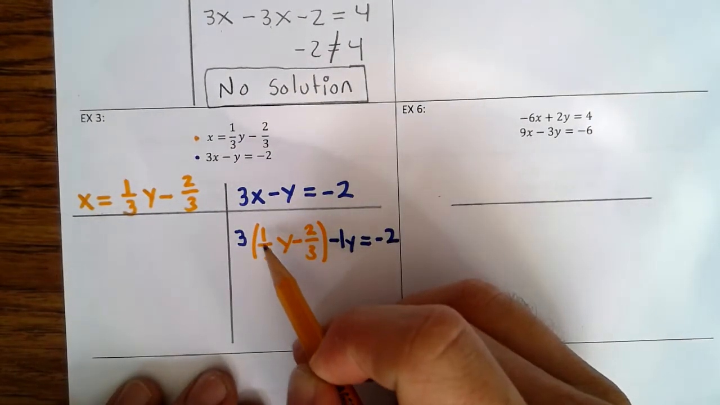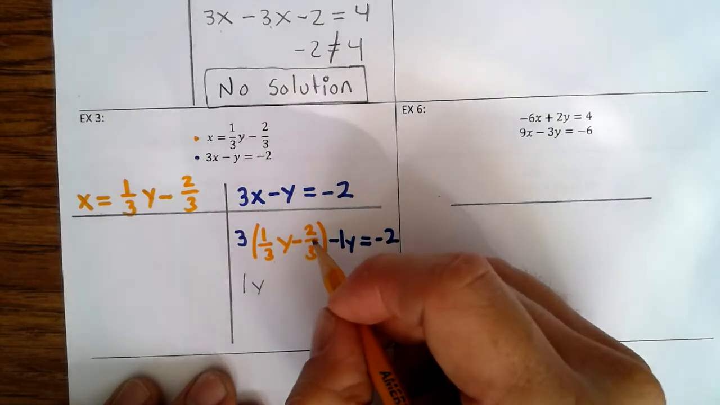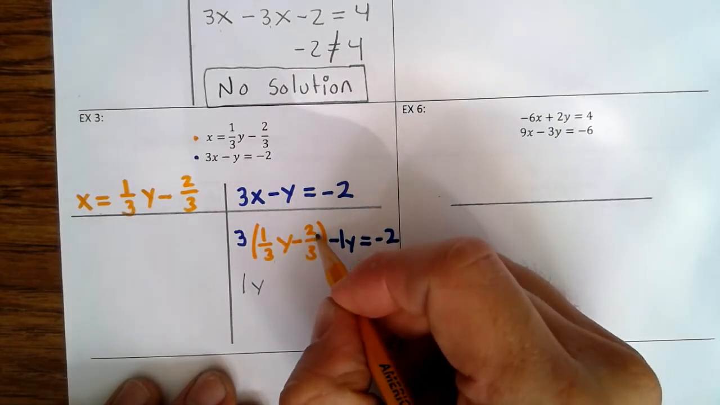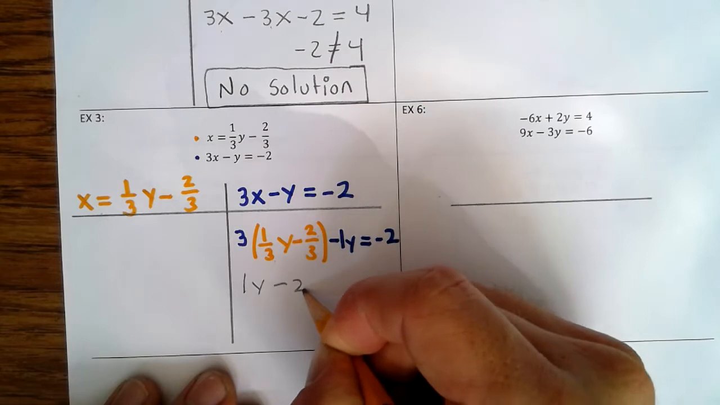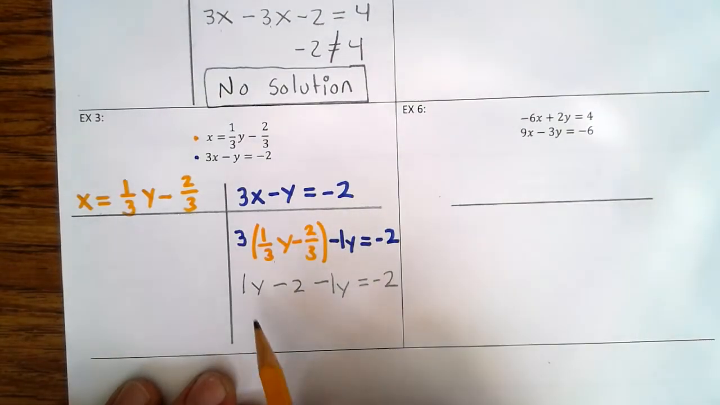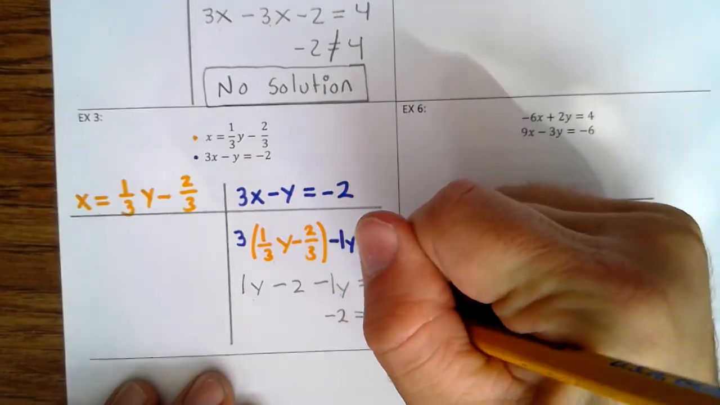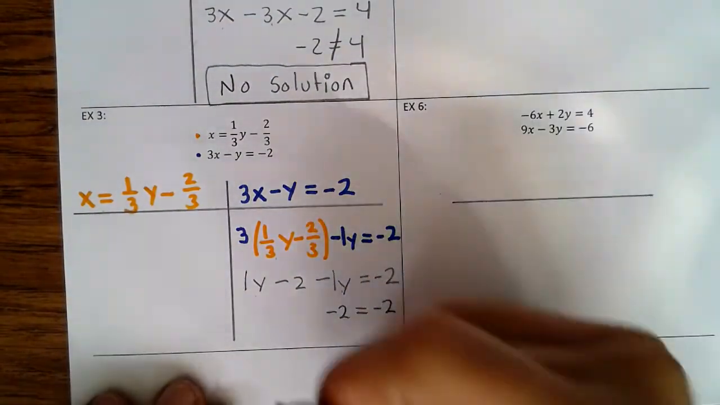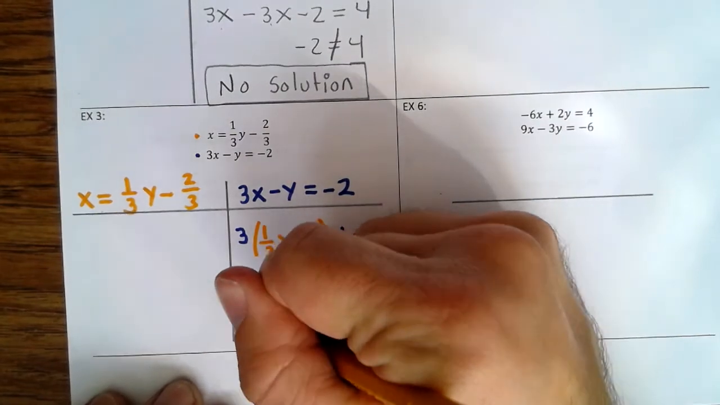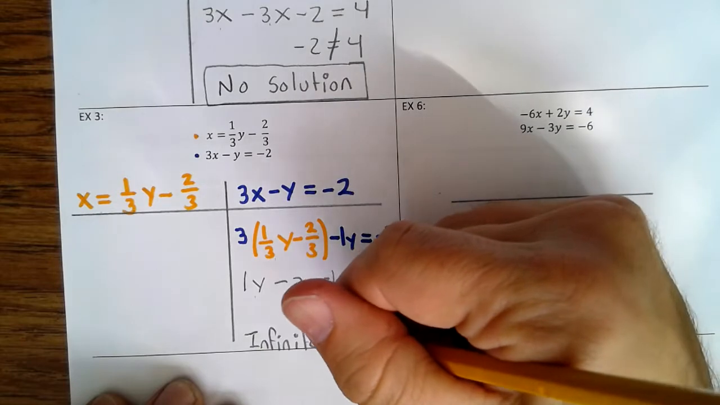So 3 times 1/3 is 3 over 3, which is 1y. 3 times negative 2 is negative 6, divided by 3 is negative 2. Minus 1y equals negative 2. 1y minus 1y is 0. You're left with negative 2 equals negative 2. That's a true statement. So you have infinite solutions.